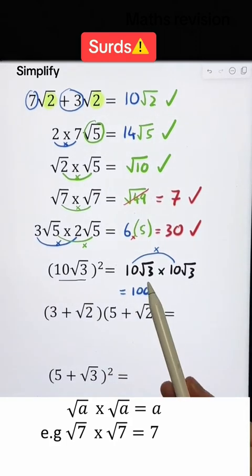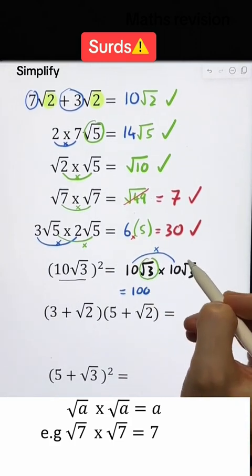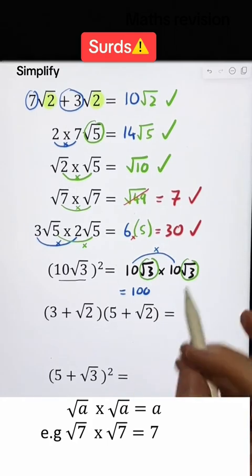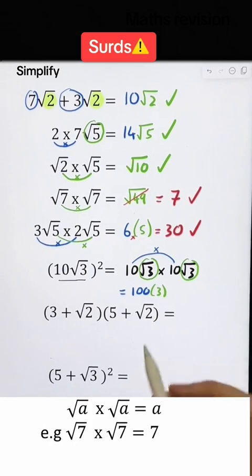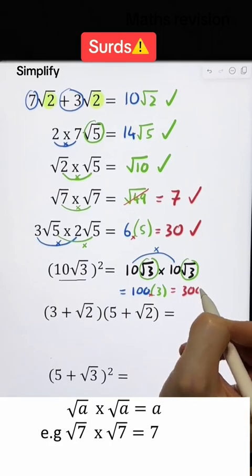And if the numbers are on the inside, we times them on the inside. But we know a root multiplied by itself will just give us the number or letter back. So root 3 multiplied by root 3 will simply be 3. And we know 100 multiplied by 3 will give us 300.